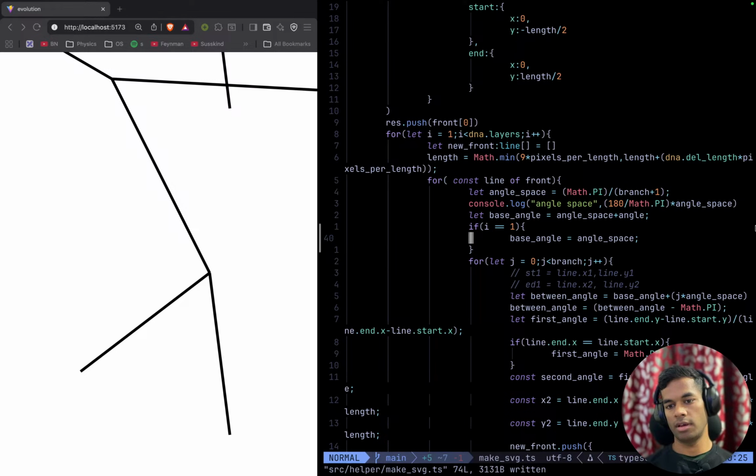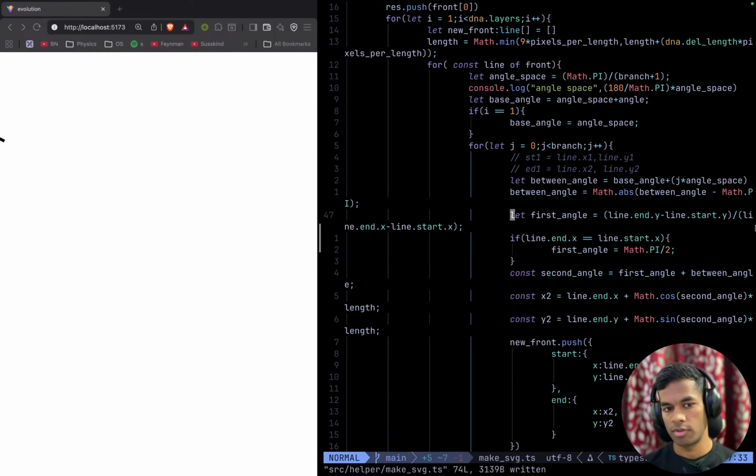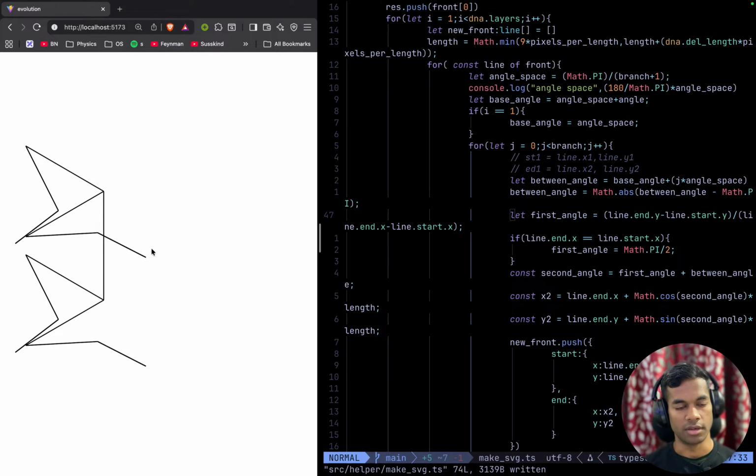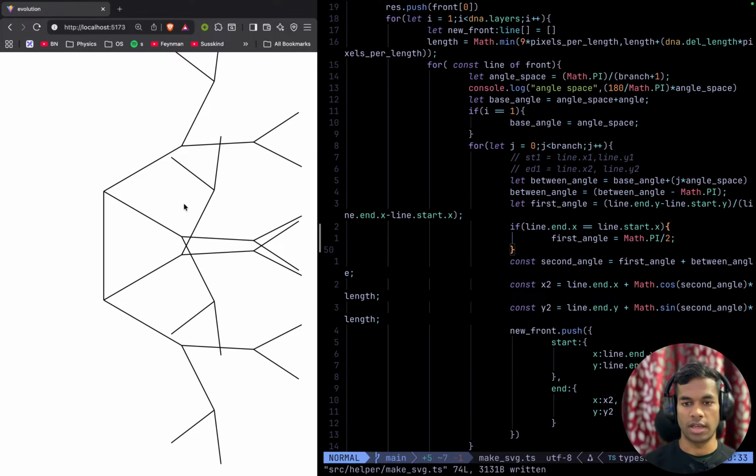Base angle equals angle is base. Yes. First angle plus between angle, which should be Math dot abs. And what do we have now? We have something strange. Okay, we have to revise our formula again.